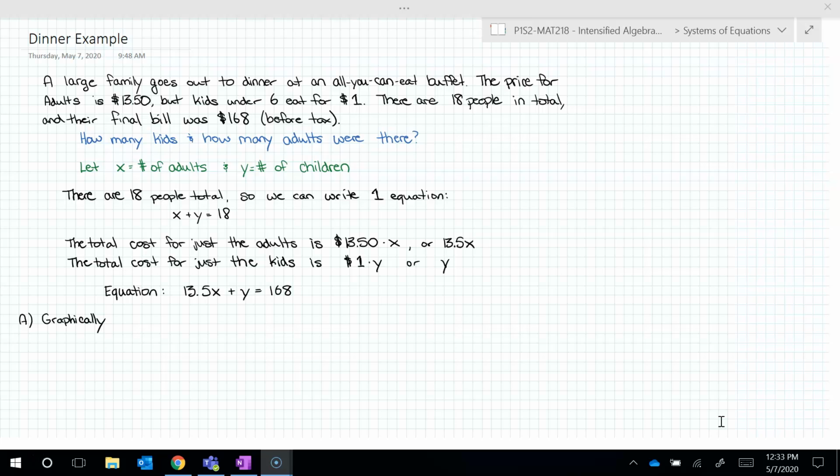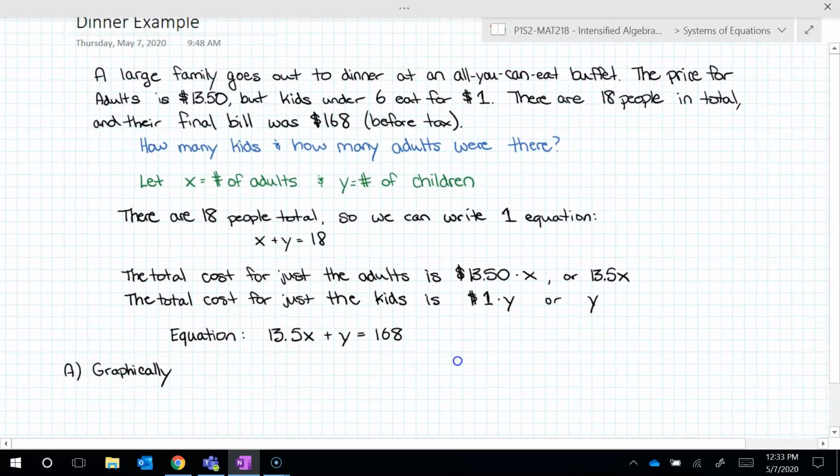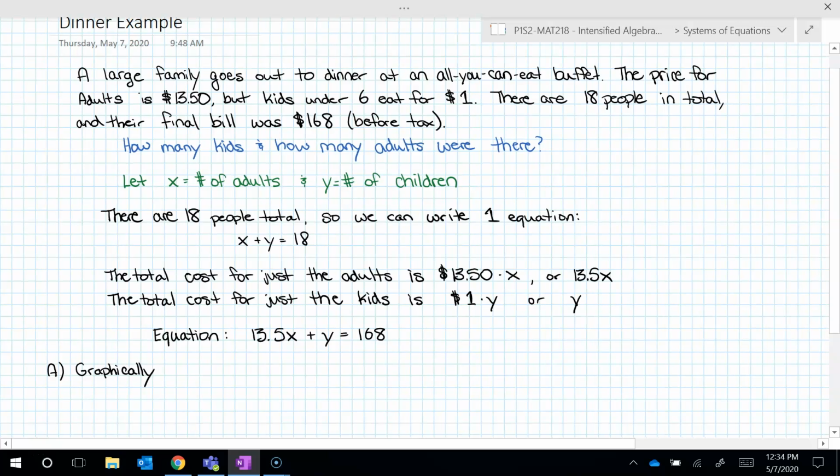So again, just like we do with a lot of other problems, we're going to define some variables. You could do A and C here, but I'm going to use Desmos to solve this graphically, and they really like it if you use X and Y, so we'll stick with those for now. We're going to say let X equal the number of adults that are there, and Y be the number of children. If there's 18 people total, if I add together the number of adults and the number of children, that needs to equal 18, so there's my one equation here.